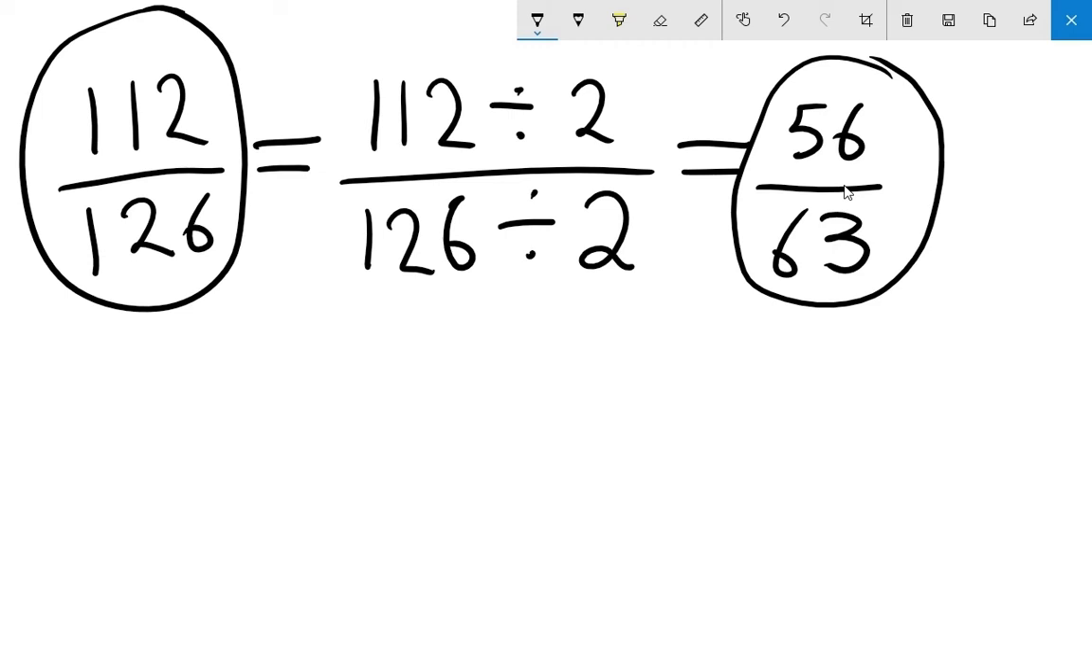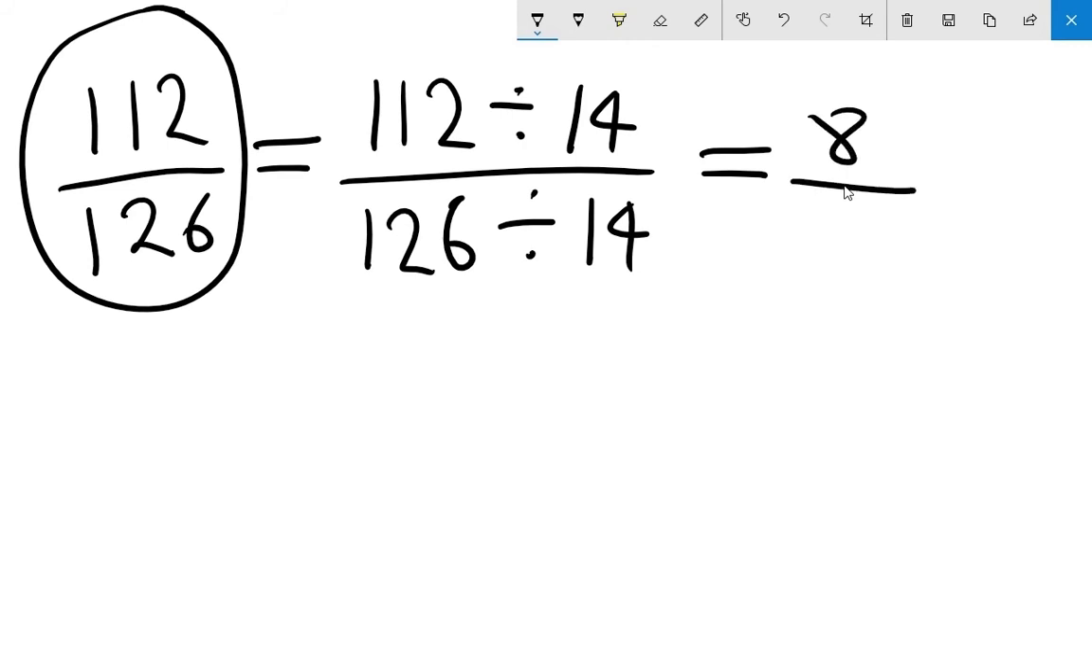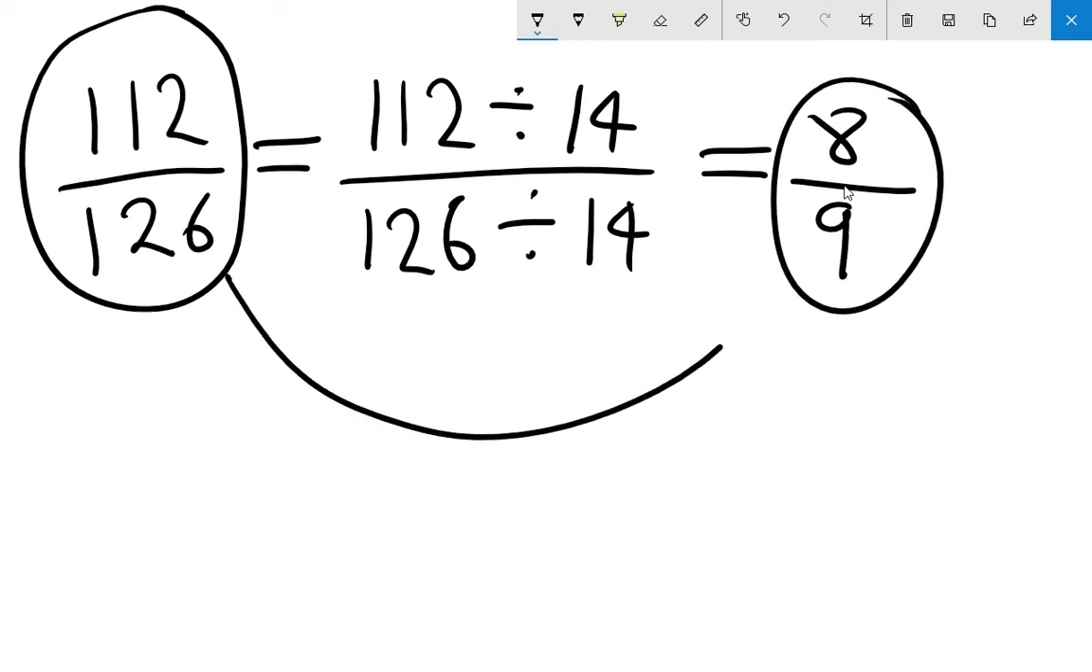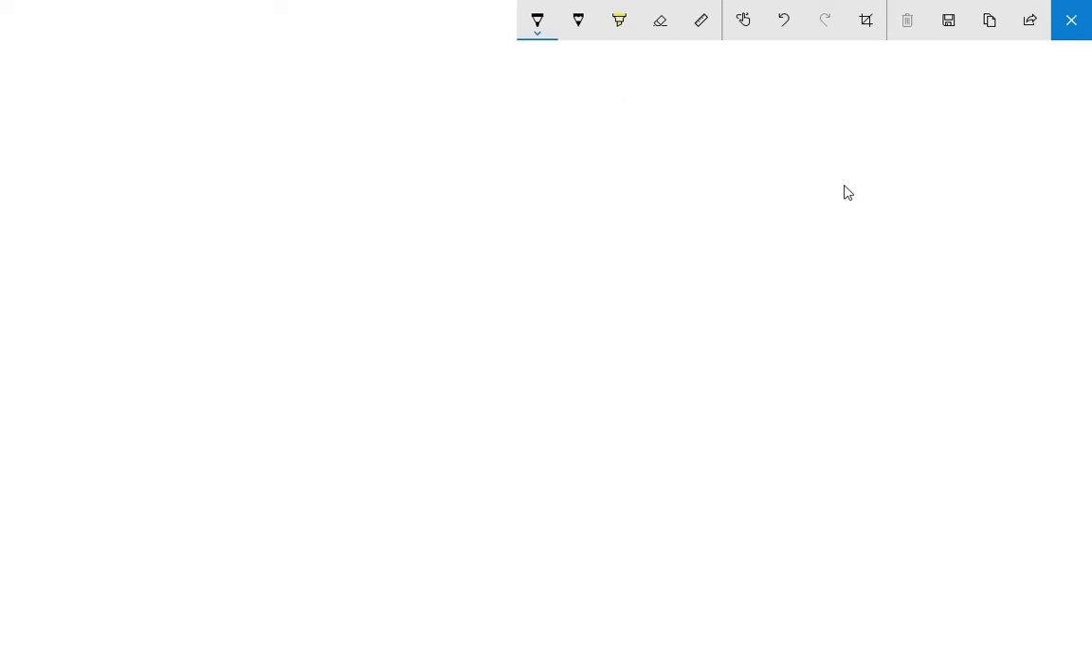This is a long step, but it would have been easier if we divided these numbers by 14. 14 into 112 gives us 8, and 14 into 126 gives us 9. This is the simpler form of this fraction. This is the whole fraction, and this is its simpler form. Good. Here are some other examples you can try at your free time.